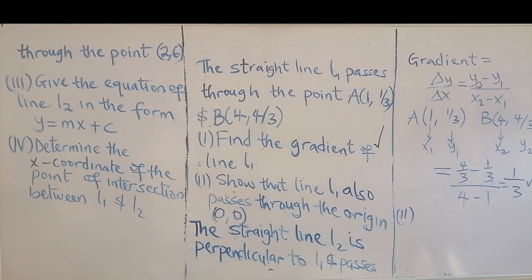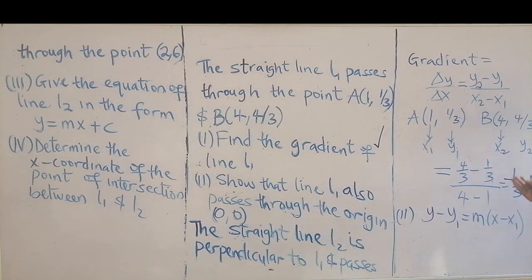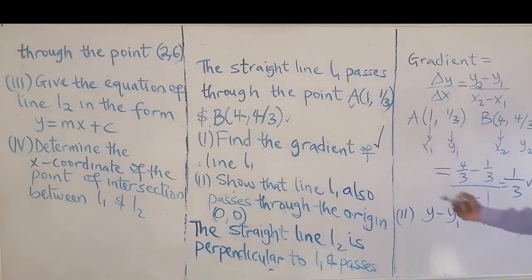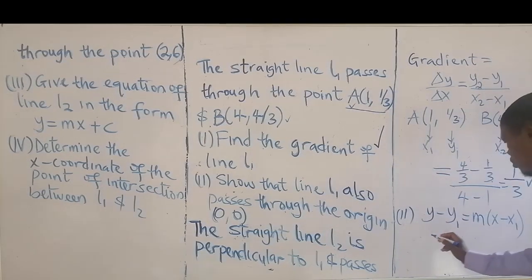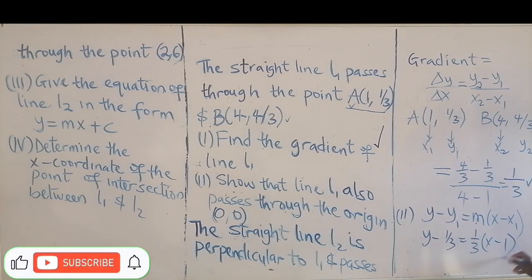The B part, we are told to show that line L1 passes through the origin. What we are going to do in that case is find the equation of a straight line. The equation of a straight line has many forms, so let's take this form. We can use any of the points, point A or point B. So I'm taking point A. So y minus y1, that's 1/3, equals my gradient, 1/3, times x minus x1, my x1 is 1.